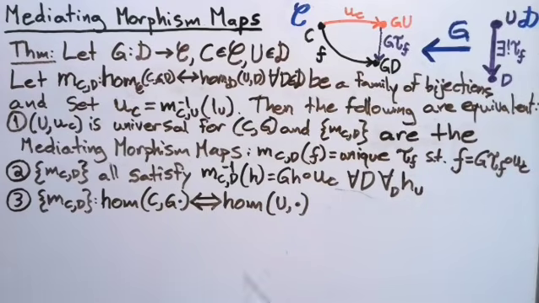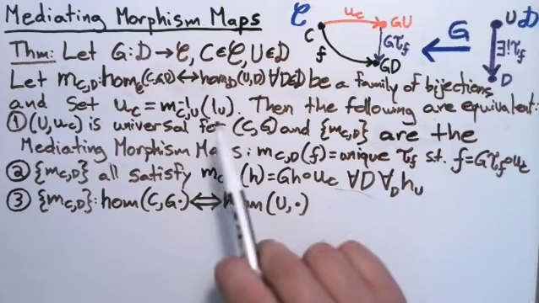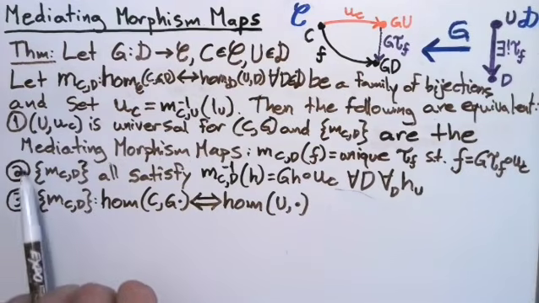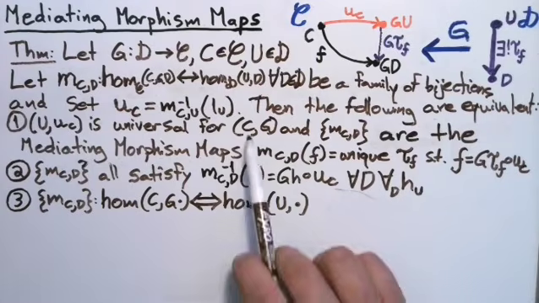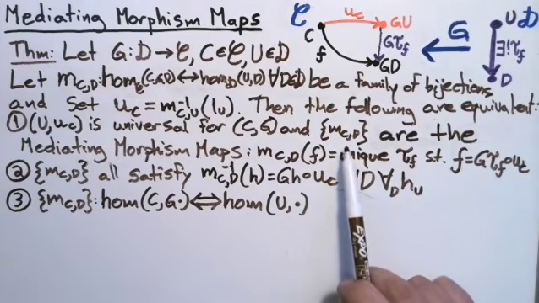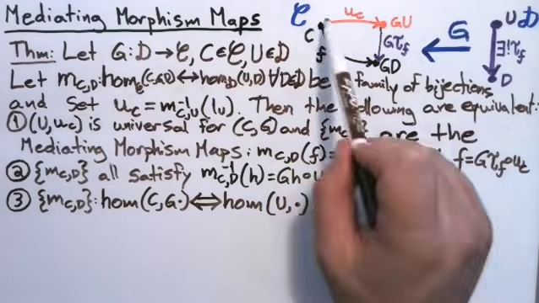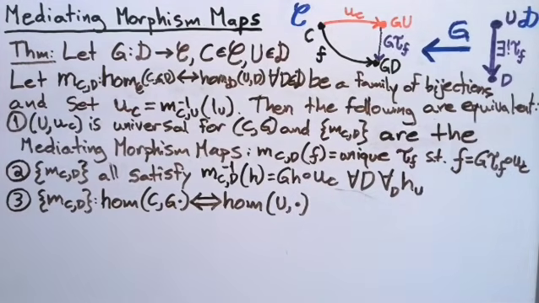So not only are they functions, but they're bijections for each MCD, where MCD only varies over the D, not over the C. So set UC equal to MCU inverse of 1U, as we assumed before, then the following are equivalent. First, the pair U, UC is universal for C, G, and our MCD family are actually the mediating morphisms for that universal, given by MCD of F is the unique tau of F that satisfies F equals G tau of F after UC. Right, that's the property we looked at before.